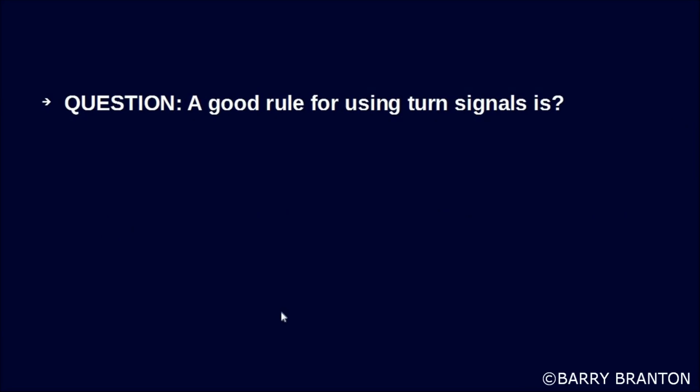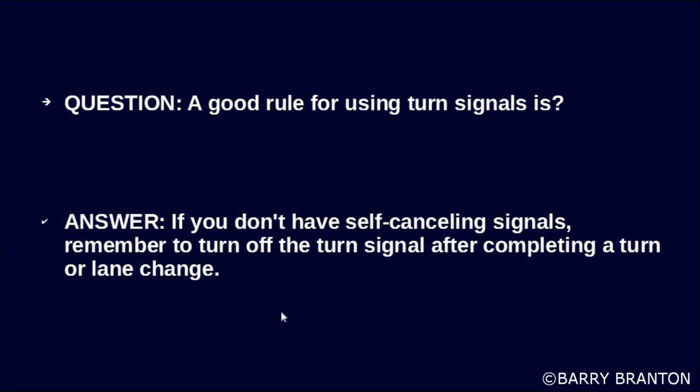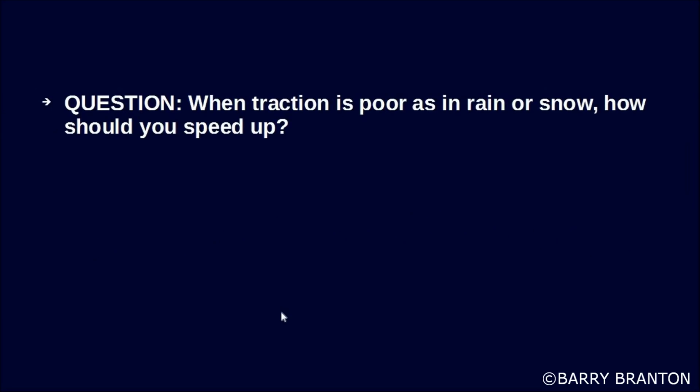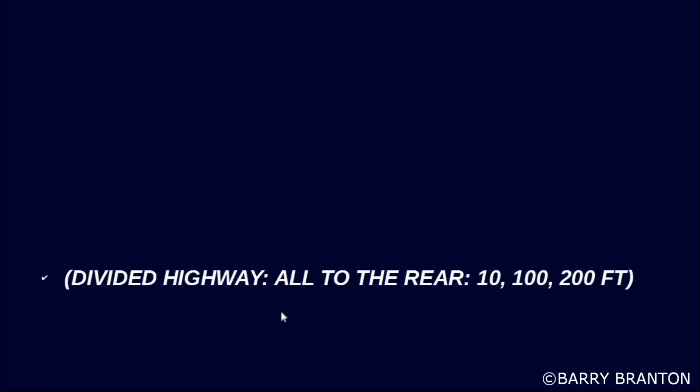A good rule for using turn signals is, if you don't have self-canceling signals, remember to turn off the signal indicator after completing a turn or lane change. When traction is poor, as in rain or snow, how should you speed up? Very gradually.